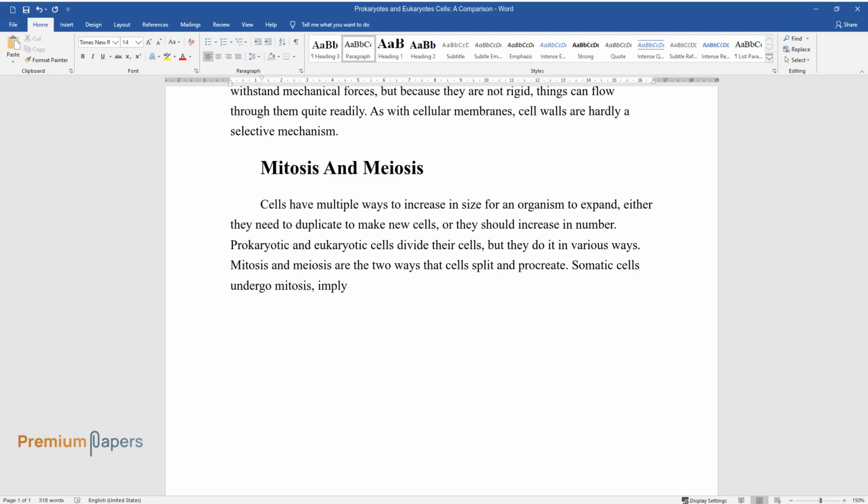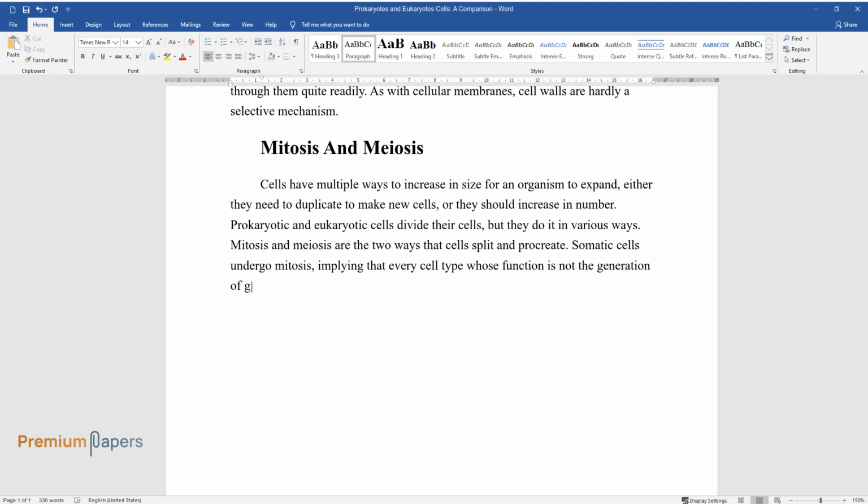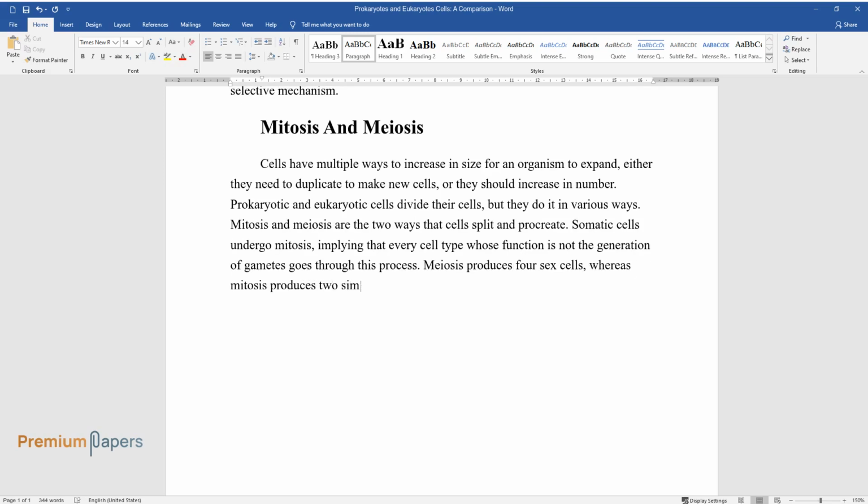Somatic cells undergo mitosis, implying that every cell type whose function is not the generation of gametes goes through this process. Meiosis produces four sex cells, whereas mitosis produces two similar daughter cells.